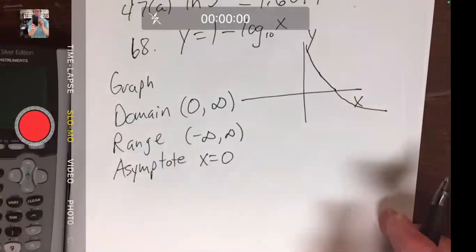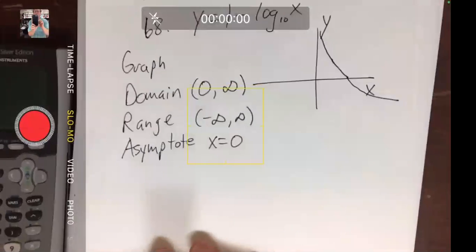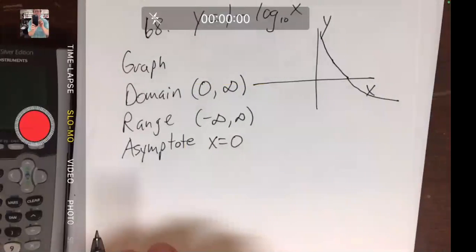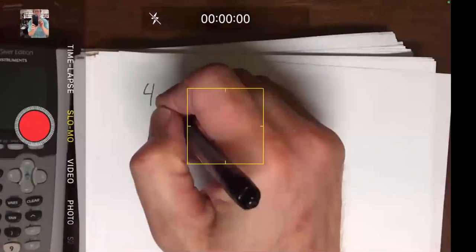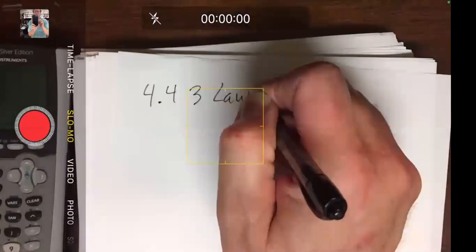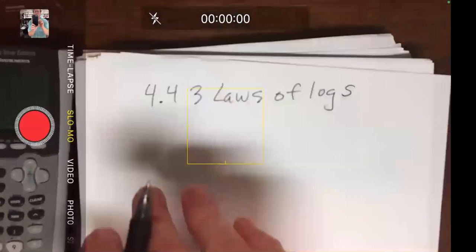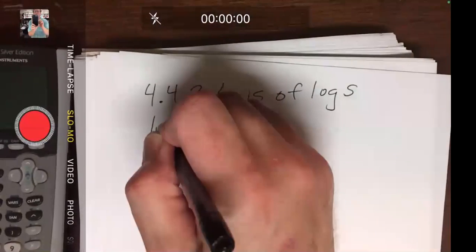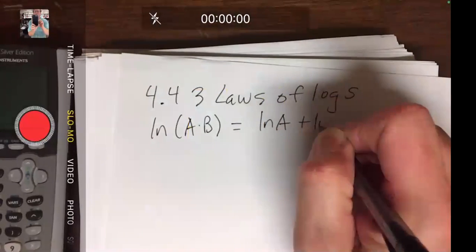Well, that pretty much is an example of everything in 4.3. If we go to 4.4, basically 3 laws of logarithms. Do we need an example of those? Sure. You know what they are? You use ln. If you multiply 2 things, then they add the logs.